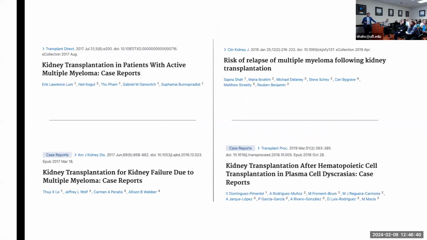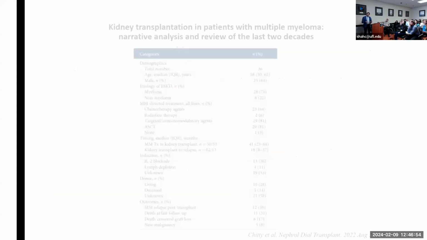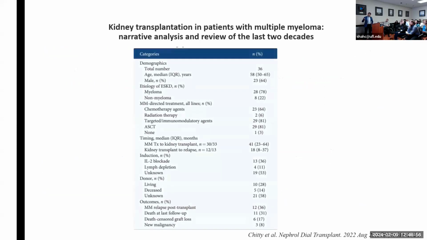So many centers have considered kidney transplantation in patients who were dialysis dependent from multiple myeloma. And there are series of reports: 5 patients, 7 patients, 2 years follow-up, 4 years follow-up. So it's very difficult to compile all the data. However, there was one publication, published in 2022, where they tried to compile all the data in a narrative analysis and review of all these publications.